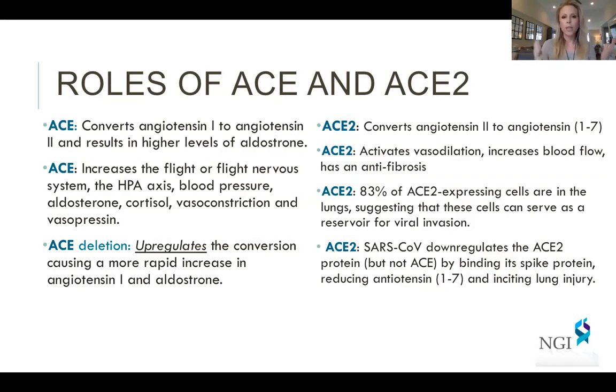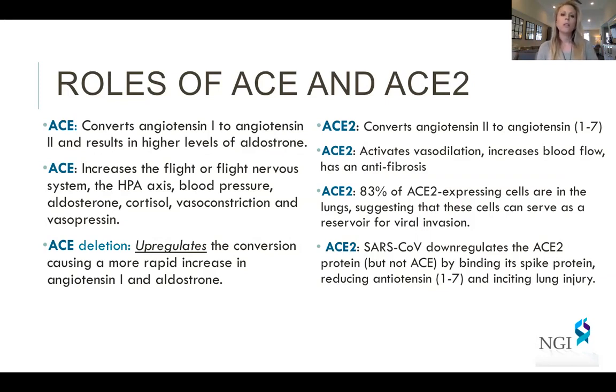So what does ACE2 do? ACE2 sort of balances ACE. So it actually converts that angiotensin 2 to almost like an anti-inflammatory form, angiotensin 1-7. And so what it ends up doing is reducing that constriction and causing vasodilation, increases blood flow, and then also has an antifibrosis effect. So one of the things we're seeing in people who have COVID-19 is that they're getting lung fibrosis. So part of the reason why that's happening is because the ACE2 gene isn't working as well as it should.